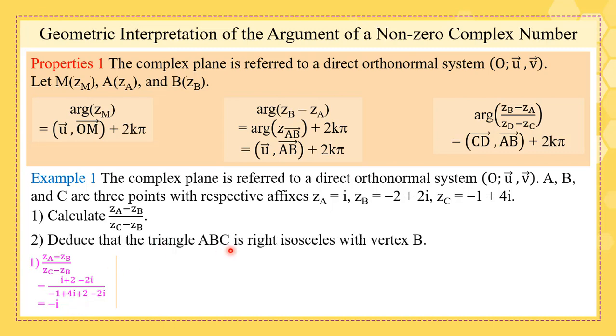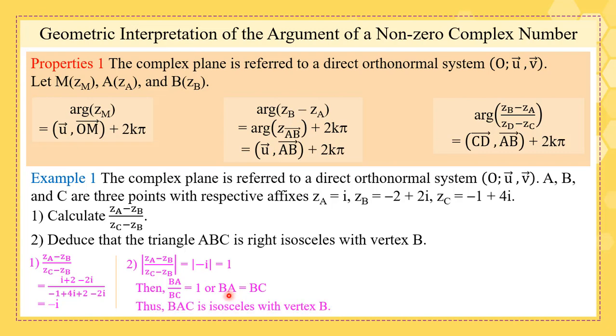Now, we need to deduce that the triangle ABC is right isosceles with vertex B, and this is what we call the geometric interpretation of this ratio. To be right isosceles means the triangle should be isosceles and should be right. Let's begin. If this ratio is equal to negative i, the modulus of the ratio is equal to the modulus of negative i, which is 1. And this is nothing but BA over BC is 1, so BA is equal to BC, and ABC is isosceles with vertex B. So till now we've proved that the triangle is isosceles.